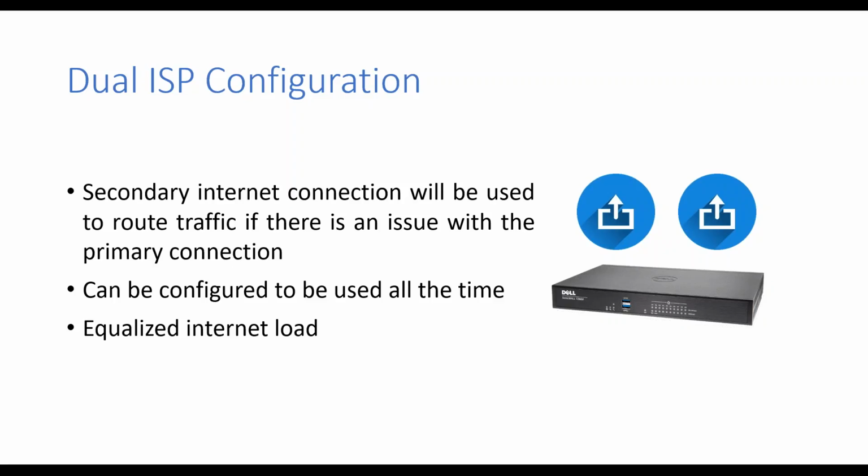You can also configure the SonicWall to use this secondary connection all the time, using it to equalize internet load between multiple connections. So, you could say, I want the second internet connection to start being used if anything bad happens, but we can also just start using it every day, and that way it's always being utilized, and we're balancing our network traffic among two different internet connections.